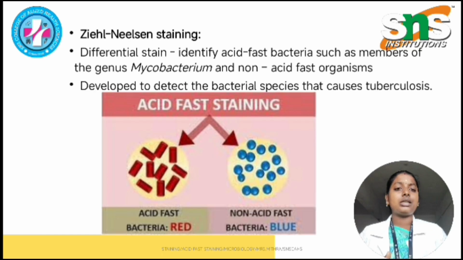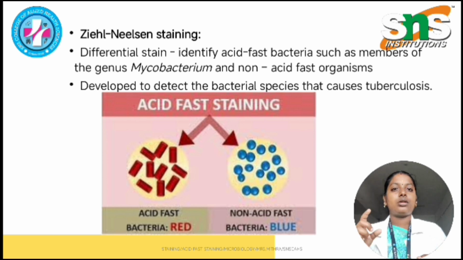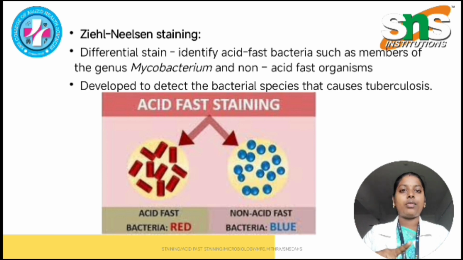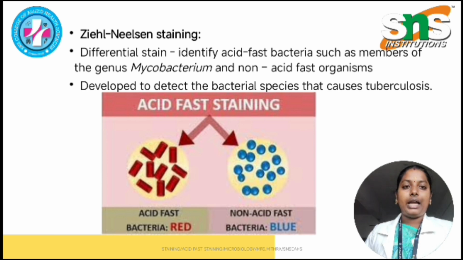In this, the morphological shape and structure will vary from one to another, and acid-fast bacteria will appear as red color and non-acid-fast bacteria will appear as blue color. So today we are going to see about this acid-fast bacteria in detail. Before that, we have other types also.